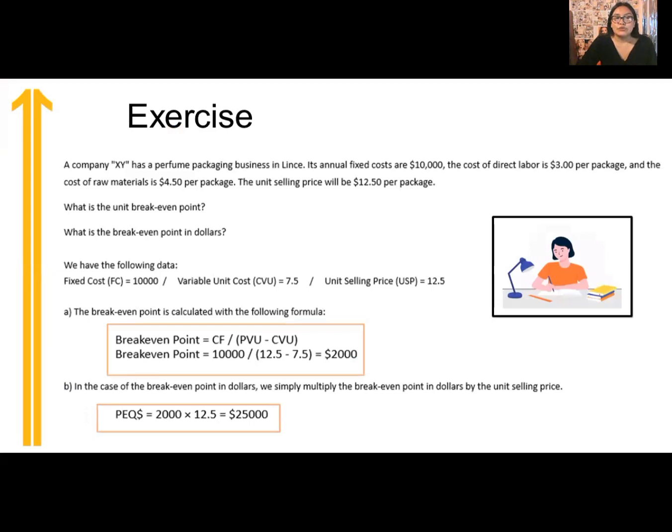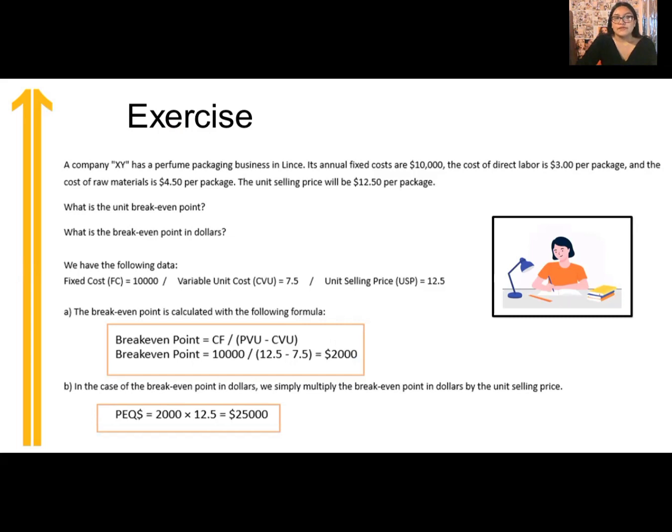In the example, you're asked to find the break-even point in units and in dollars. To solve the first question, the formula mentioned above must be used. The fixed cost is $10,000. The variable unit cost is $7.50, and the unit selling price is $12.50. The break-even point is calculated with the following formula. The break-even point is equivalent to the division between the fixed cost and the selling price minus the variable cost.